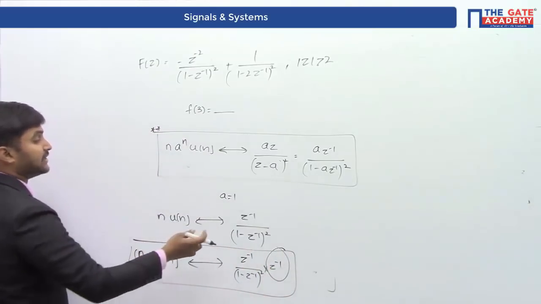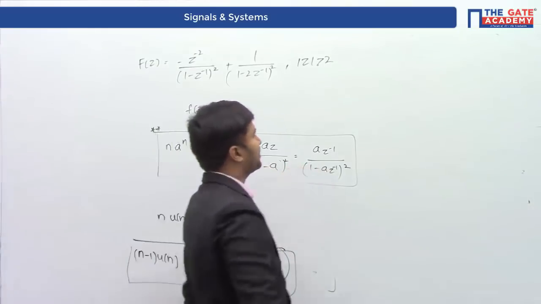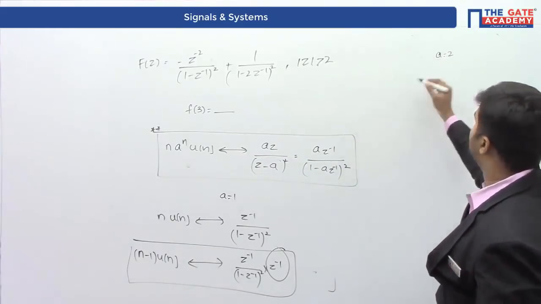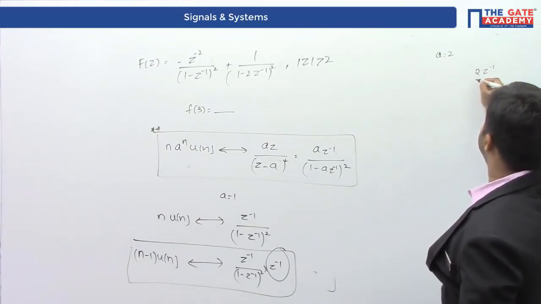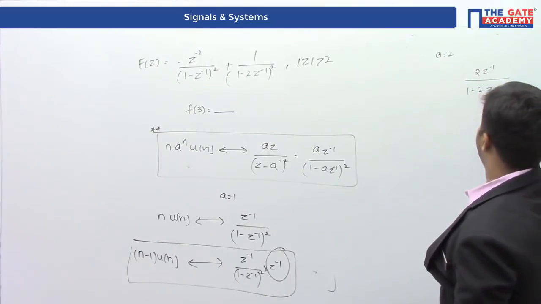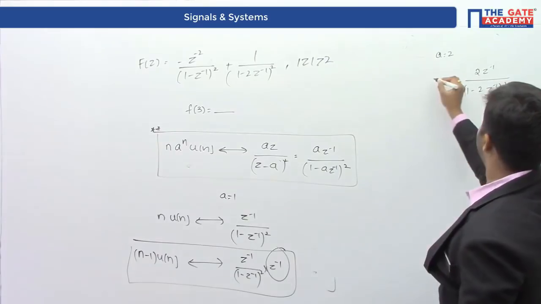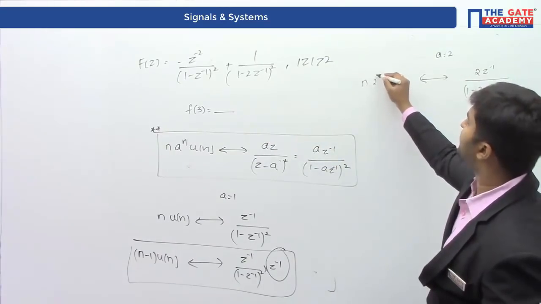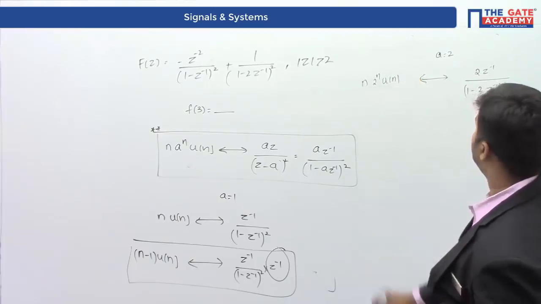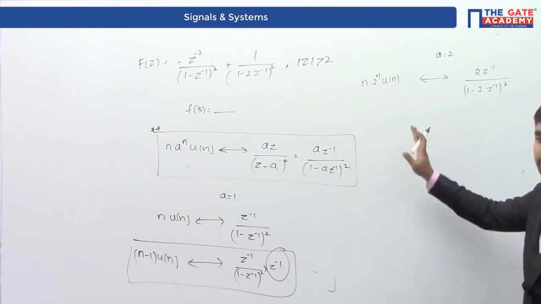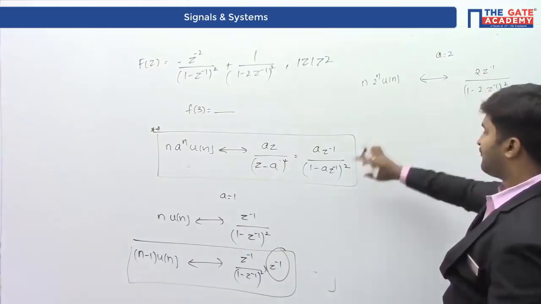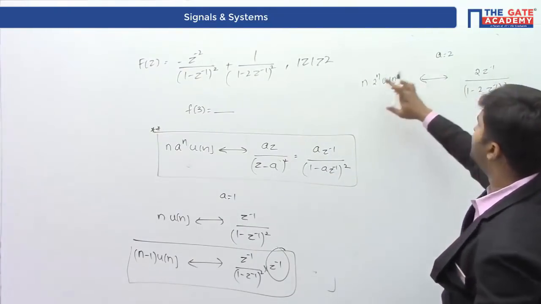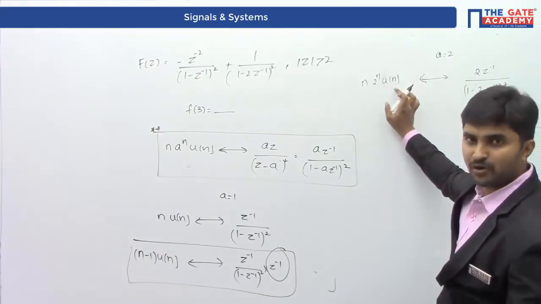And in the second case, let me consider the value of a is equal to 2. If a is equal to 2, then 2z power minus 1 by 1 minus 2z power minus 1 whole square has the inverse z transform n into 2 power n u of n. Correct or not? If I put a equal to 2, I get this expression, and on the other side it is n into 2 power n u of n.